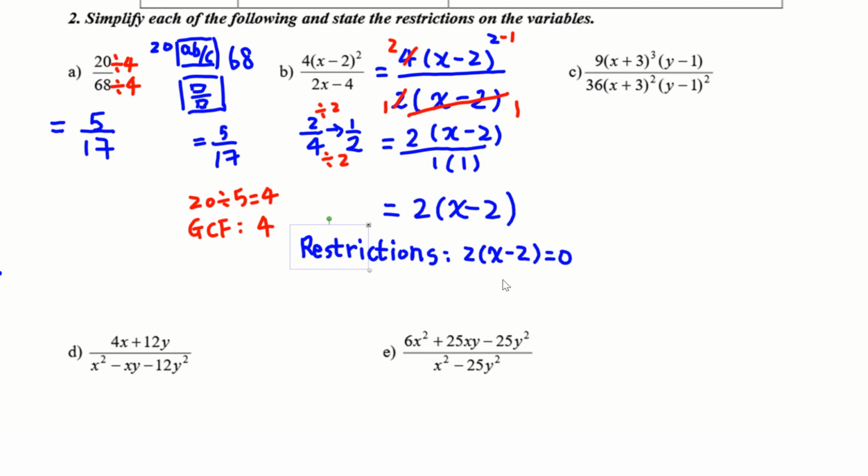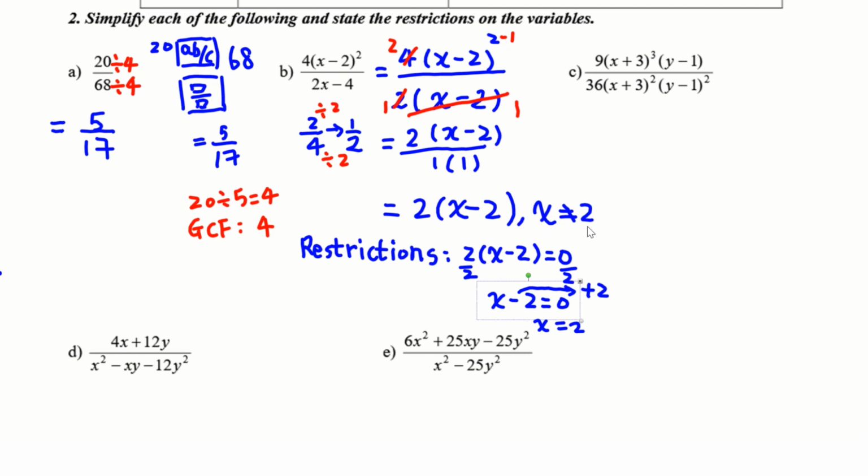So 2 times x minus 2 equals 0. We could divide both sides by 2. Then you will have x minus 2 equals 0. In order to solve for x, this is a linear equation, so isolate x by moving negative 2 to the other side, doing the opposite operation. So you have x equals 2. This means when x equals 2, the denominator will be 0. That restriction means we get rid of that number. X couldn't be 2.